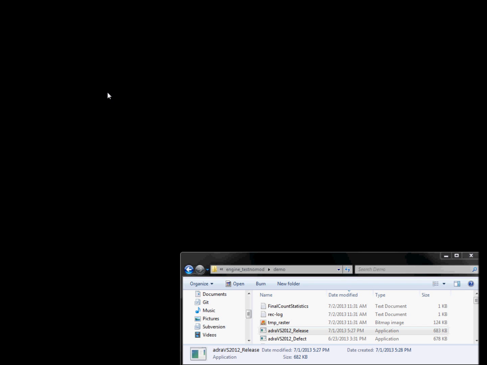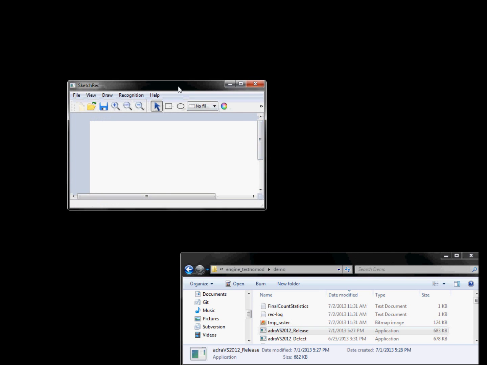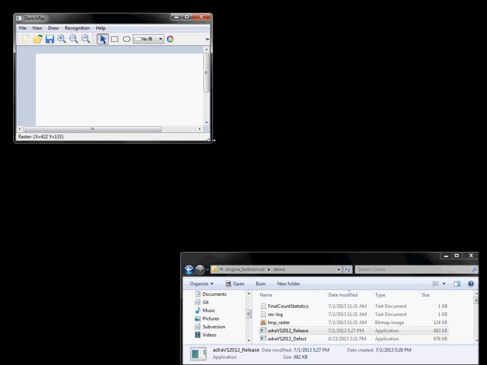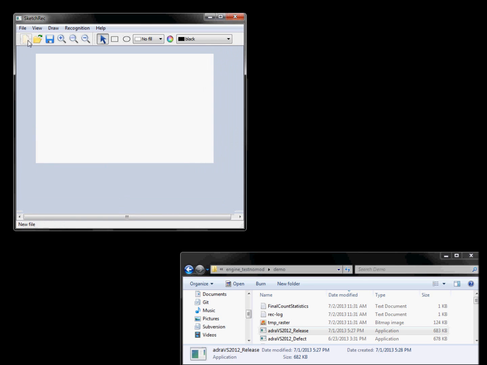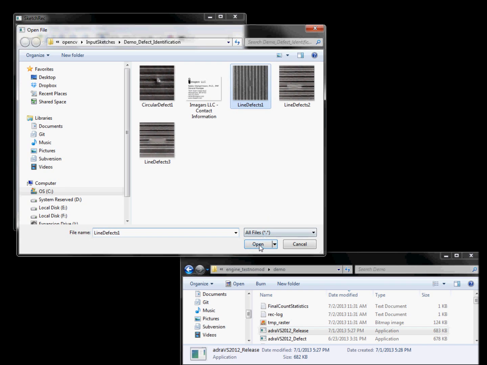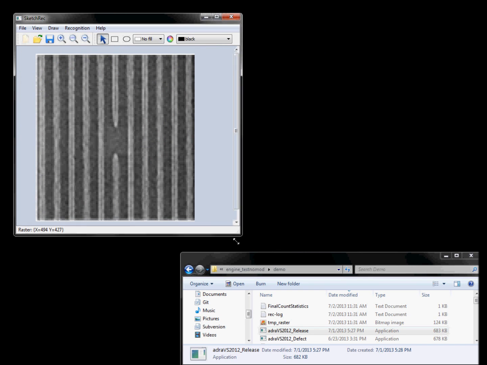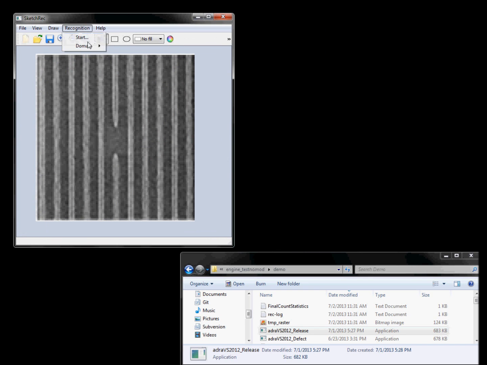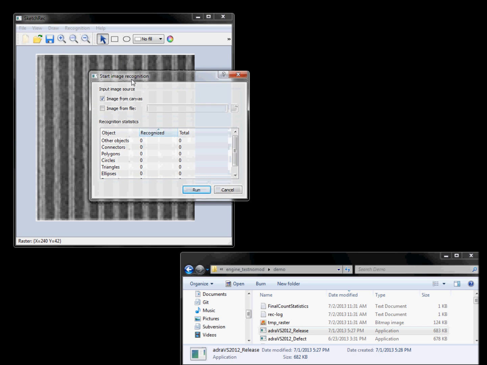Welcome to this demonstration of the SketchRec prototype by Imagers LLC applied to automatic identification of semiconductor defects. Let's start up the SketchRec application. Okay, here we are. Now let's load in our first test case and run the recognition. We first have to set the mode, and then we run the recognition.